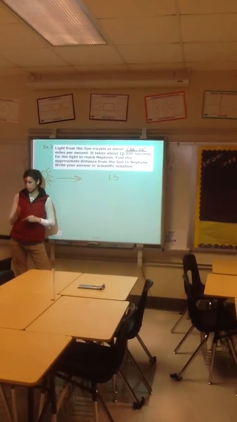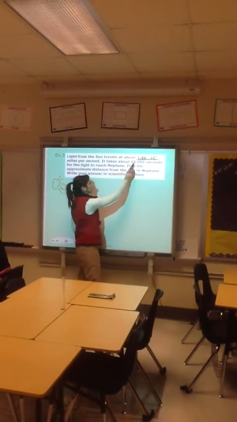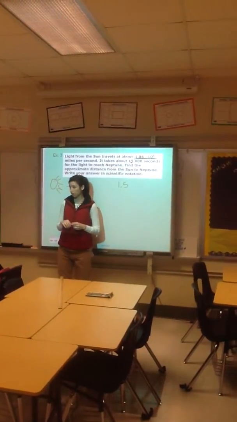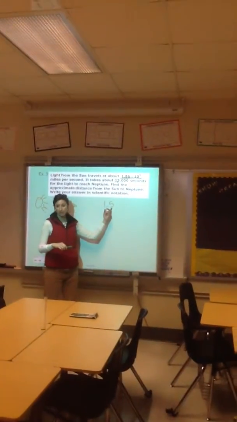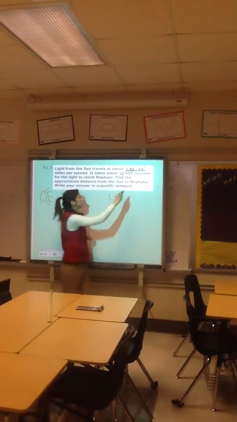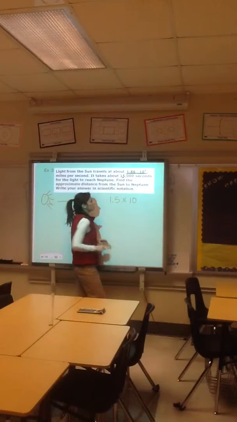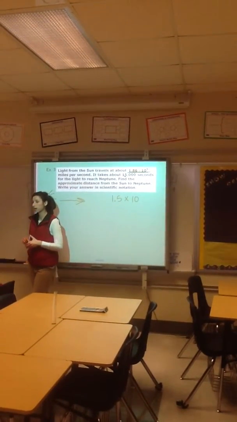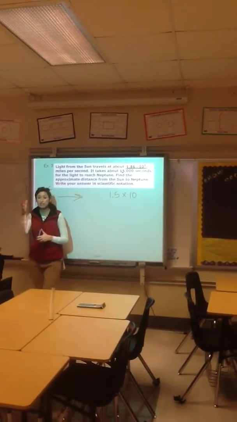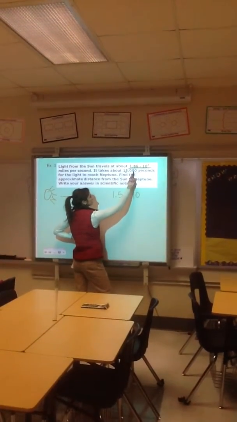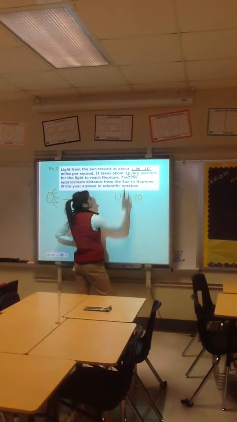Okay, so one more time. To start scientific notation, you must make it have a decimal where only one number is in front. Is everybody okay so far? So I have 1.5 because zeros don't count. And then scientific notation says I have to multiply it by 10. 1.5 times 10.